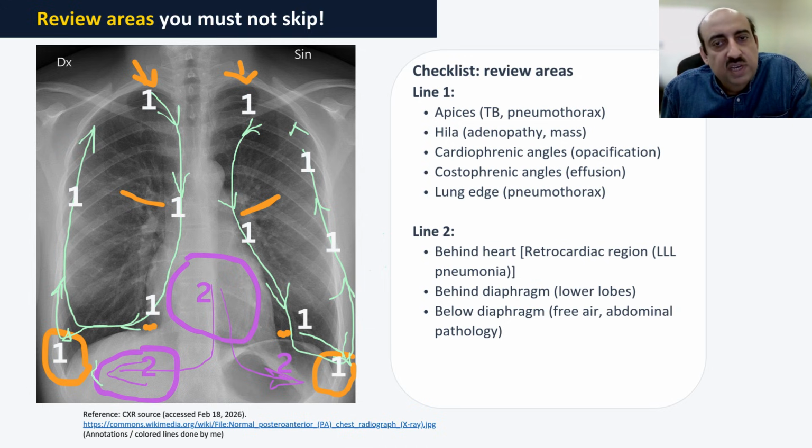And also on the left side, it might be abdominal pathology, like a gastric air bubble. As we discussed in the previous slide, look at the right hemidiaphragm for subdiaphragmatic air, a subtle rim of air which might indicate a ruptured viscus.